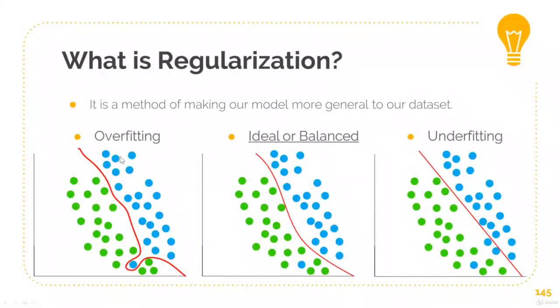So what is regularization? It's a method of making our model more general to our data set. Basically, regularization will take a model that produced a decision boundary like this and tweak it so that it becomes like this. We basically want to get a model like this and not like this. Let's find out how we do that.